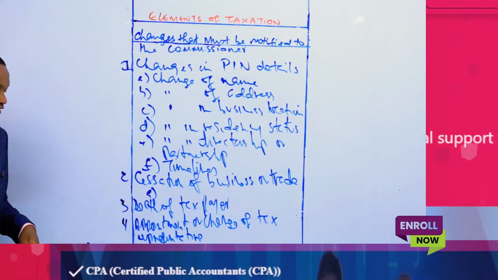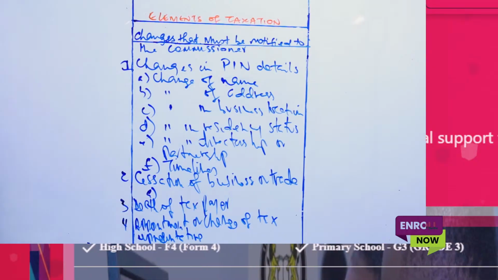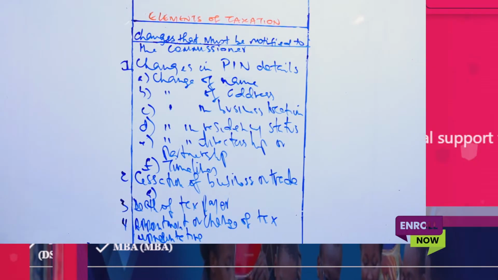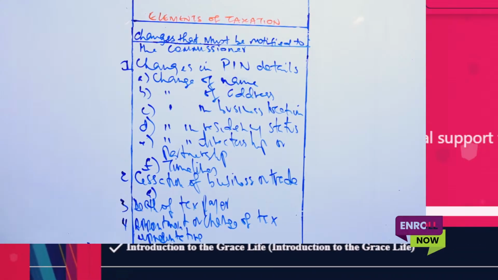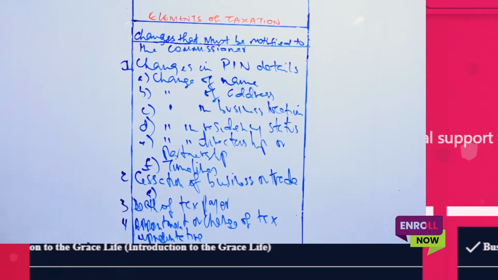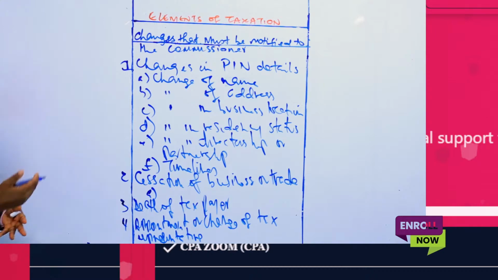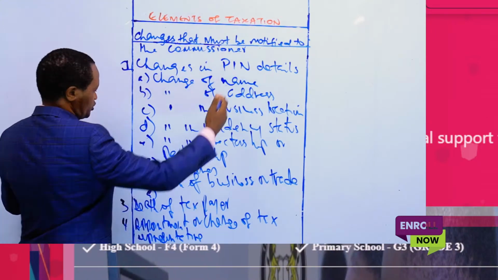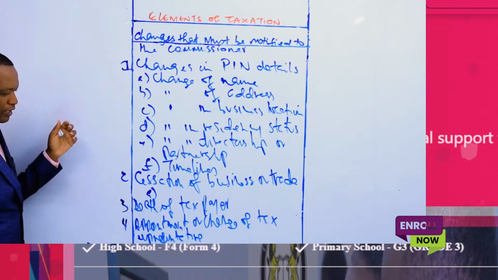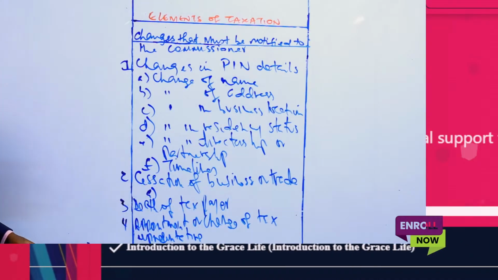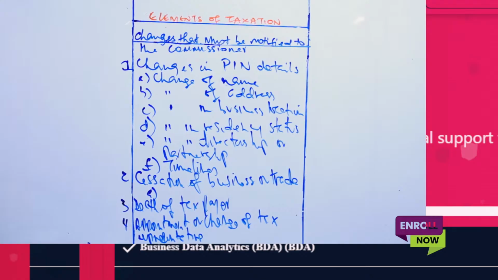Appointment or change of a tax representative should also be notified to the Commissioner. If a taxpayer appoints a tax representative, e.g. a tax agent, or changes the existing representative, then the taxpayer has to inform the Commissioner. Appointment or change of a tax representative, that is the 4th change.